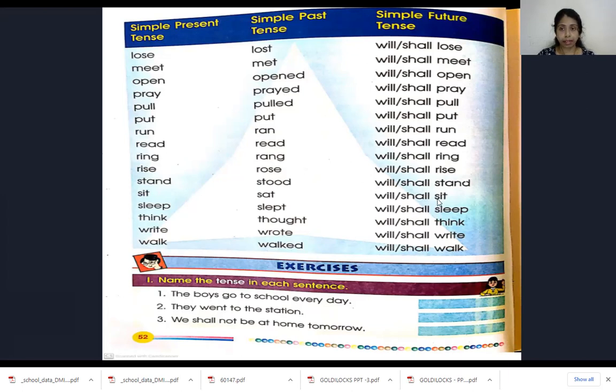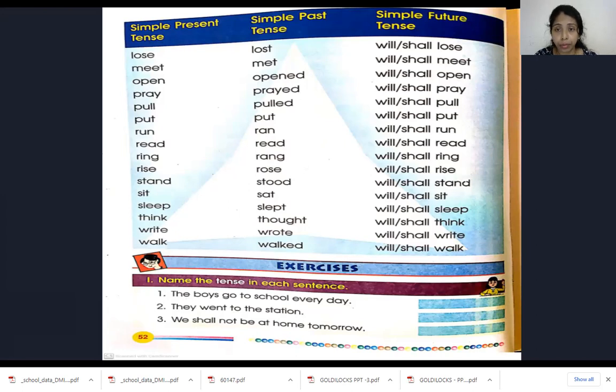So, my dear children, all of you need to learn those common verbs with their three forms, the present forms, the past forms and the simple future forms, by heart. Once you learn those words and every form of those verbs, then you can try to solve the exercises.